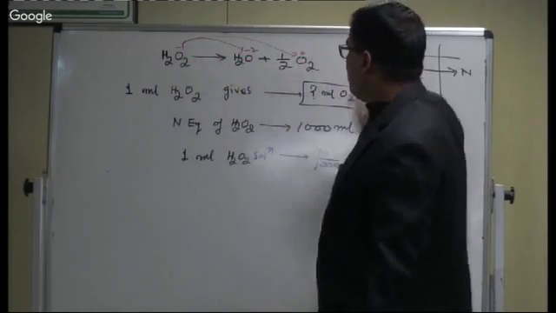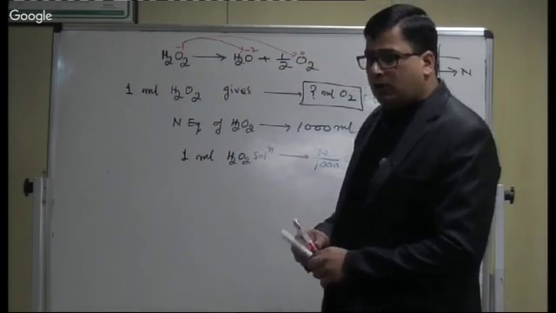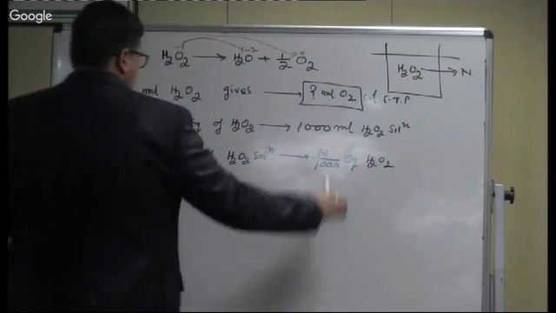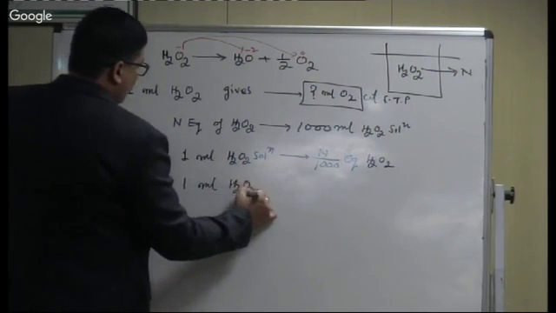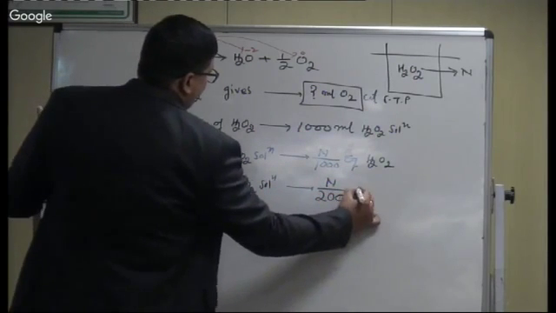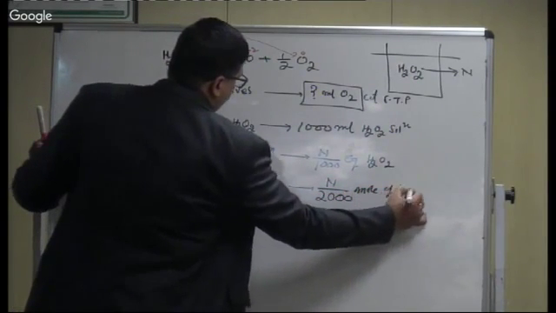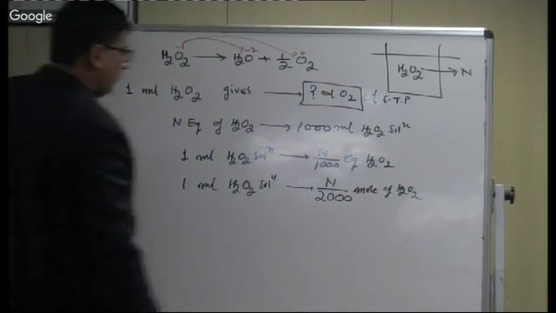When the reaction is disproportionation, we are not able to use the law of equivalents. So we have to convert this into moles. So 1 ml H2O2 consists of N by 1000 equivalent of H2O2. Can I write 1 ml H2O2 solution consists of N by 2000 mole of H2O2? The n factor of H2O2 is 2. So N by 2000 moles of H2O2.